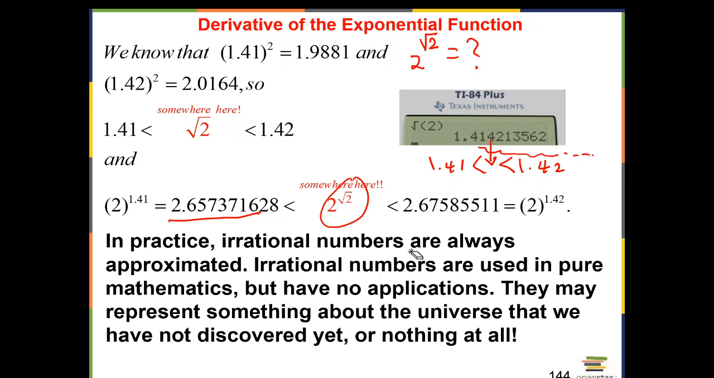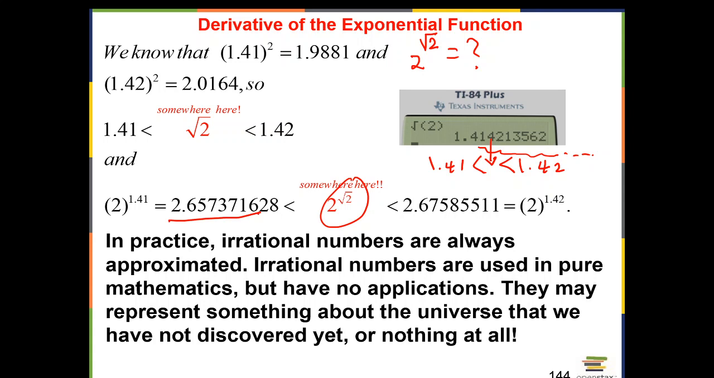Now, in practice, irrational numbers are always approximated. Irrational numbers are used in pure mathematics but have no applications. There is no way you can build a table that is the square root of 5 by the square root of 5 feet, because the square root of 5 is an irrational number. You can't measure the square root of 5 and cut it. When you cut it, you're cutting a little bit of it, and just the dust would make it not be the square root of 5, right? So they may represent something about the universe that we still don't know, maybe discover in the future, but for now, or maybe nothing at all.